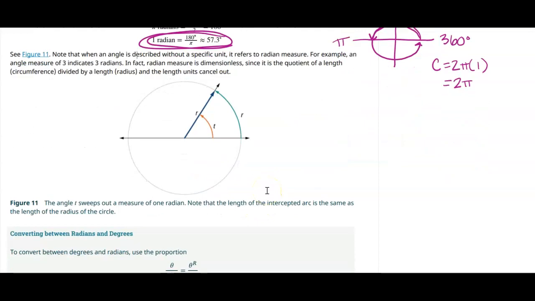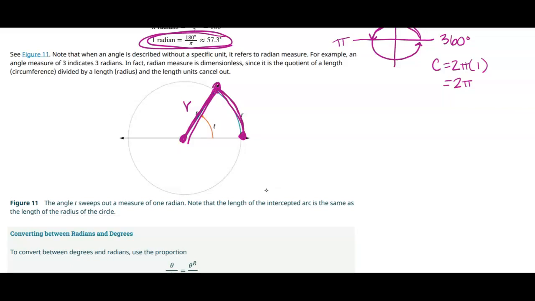Now, what radians actually measure is this distance from the center to the side, the radius. And then that same measure, if you were to take a flexible tape, would be the same as this arc length.